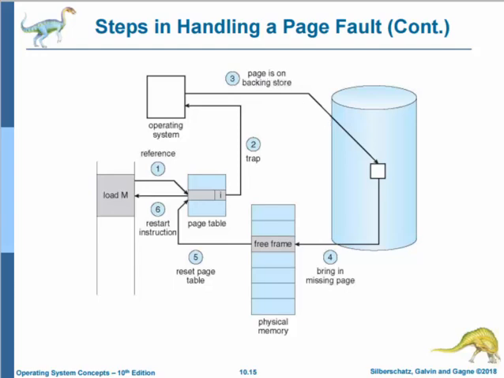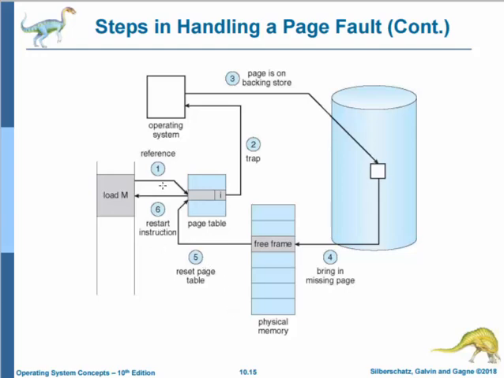Okay? And in number 4, we can schedule a secondary storage operation to read the desired page into the newly allocated frame. That means we have to bring in the missing page. Okay? And number 5, when the storage read is complete, we modify the internal table kept with the process, that is, reset the page table to indicate that the page is now in the memory.